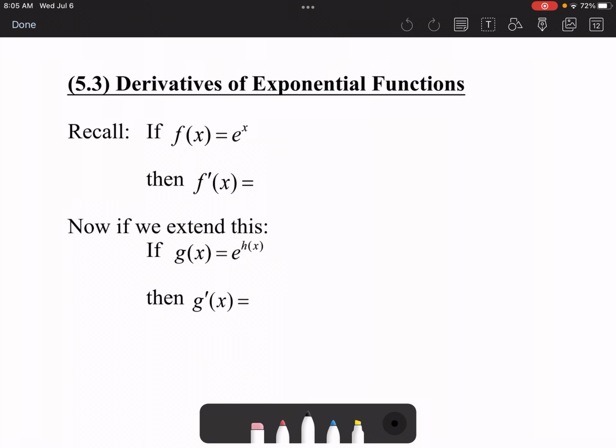So first of all, recall that if you have the function f of x equals e to the x, well, the derivative of that is just e to the x.